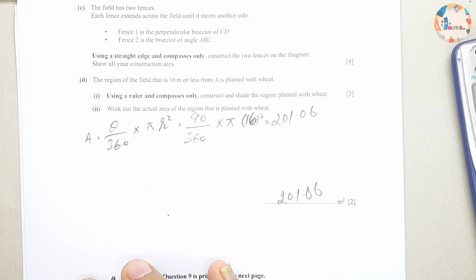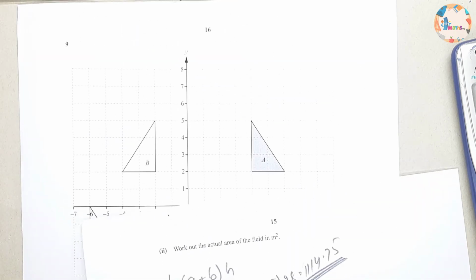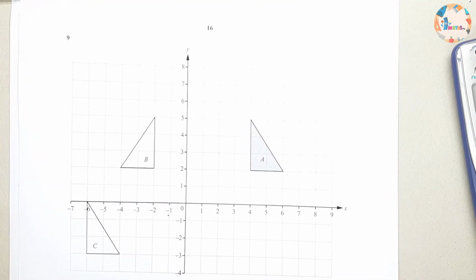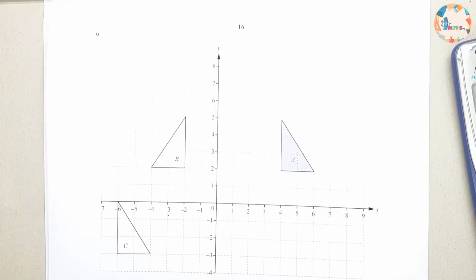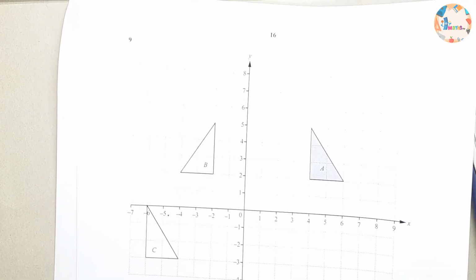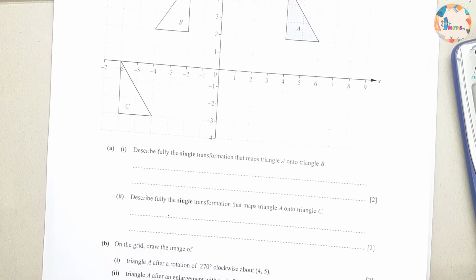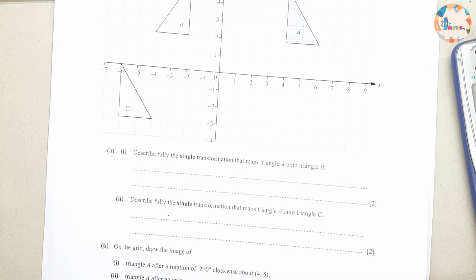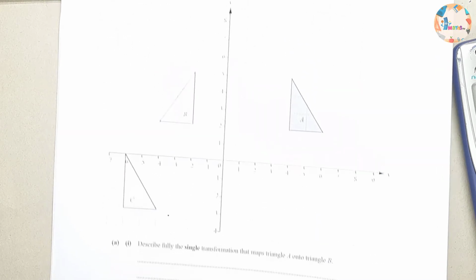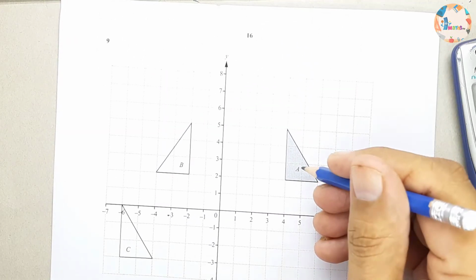This is done. Now the last question is question number 9, which is a transformation question. It is saying describe fully the single transformation that maps triangle A onto triangle B. A onto B. If we see this one, A is here, B is here.